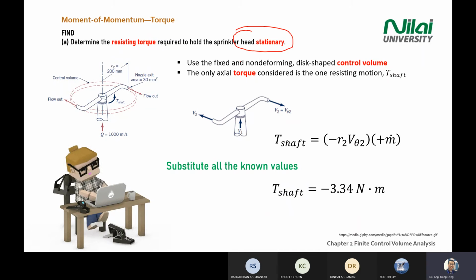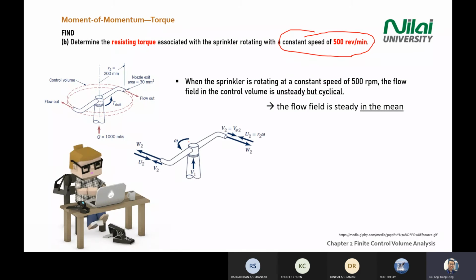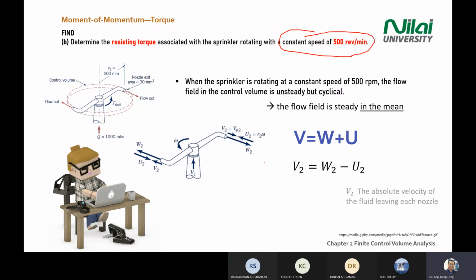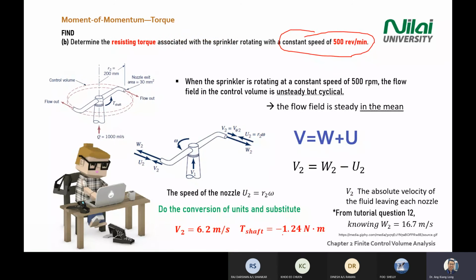So again, it is still proven in a logical way. If your head is not able to move, there will be more twisting moment felt by the shaft here. Because the water is spraying, something is going to turn the head, but the head cannot move. So head cannot move, there's a resisting force, so it's a bit higher. So what happens if you let the head rotate at certain speed? When you allow the head to turn, the resisting force or the T shaft will drop a little bit from 3 to 1.24.